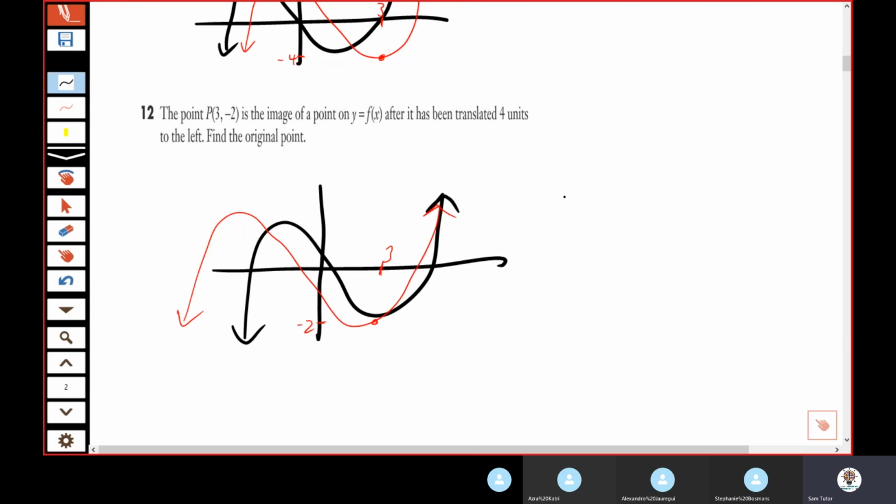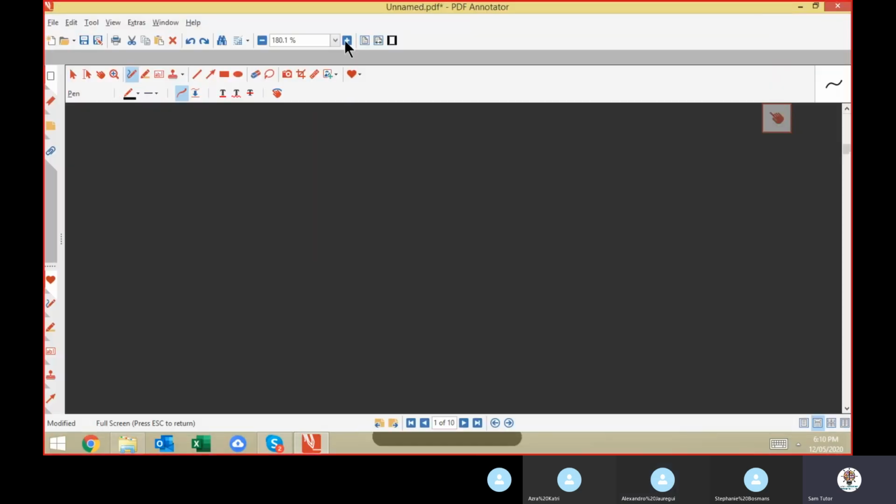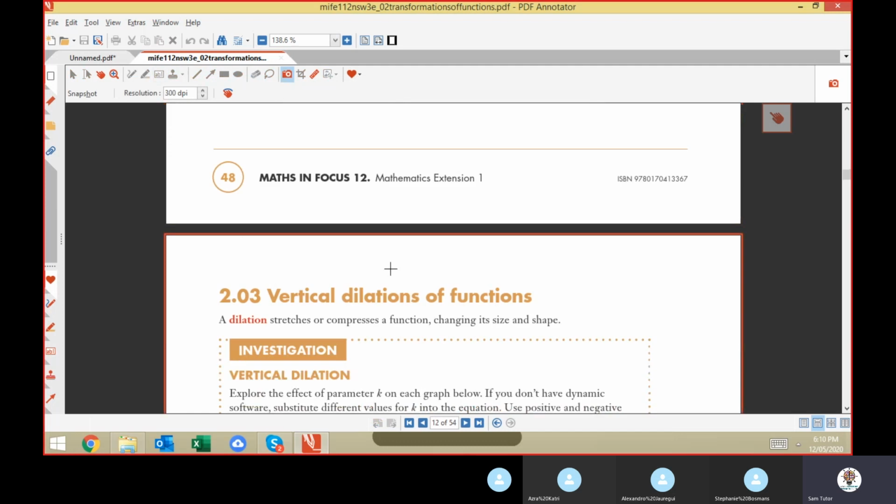So let's call it Q. Q has to be 3 plus 4 units to the right, and then your y value doesn't change. So Q is pretty much 7 and negative 2. Okay. Any questions there? Nope. Yeah, easy, right? All right.